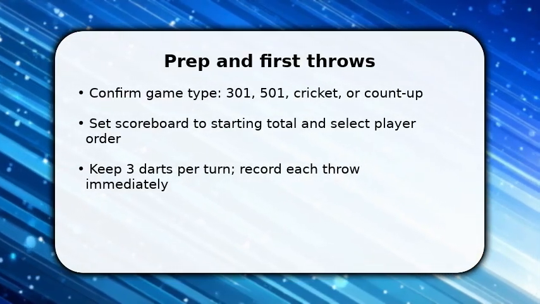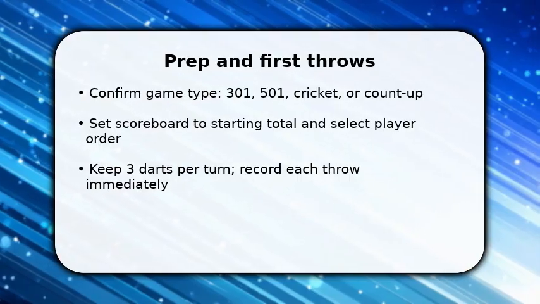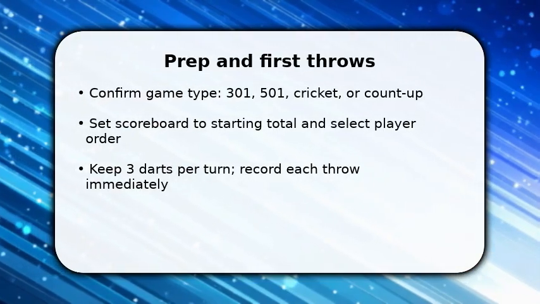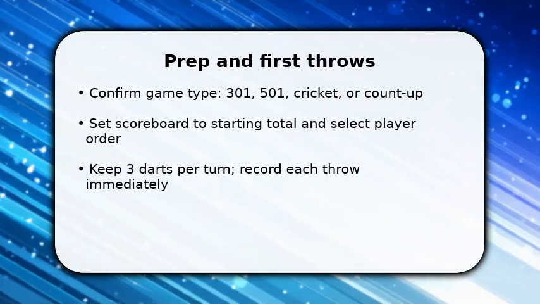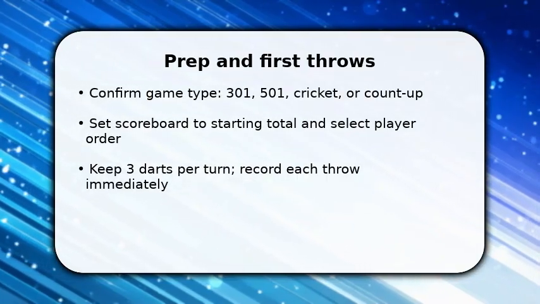Make sure to update the running total after every turn, subtracting the turn sum from the player's score. If you use a digital board, tap Results. If manual, write legibly to avoid disputes later.